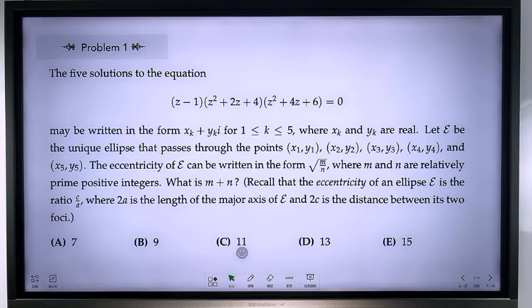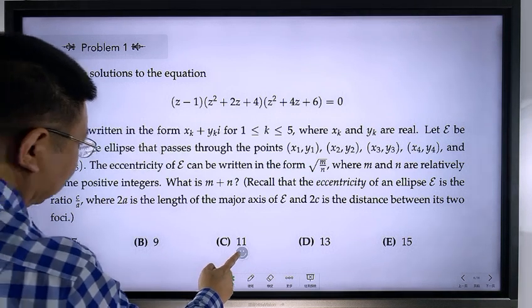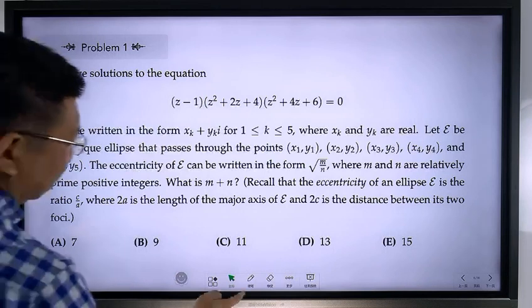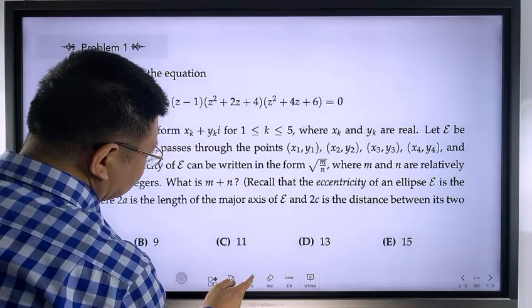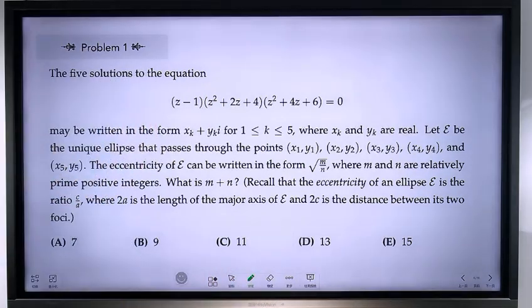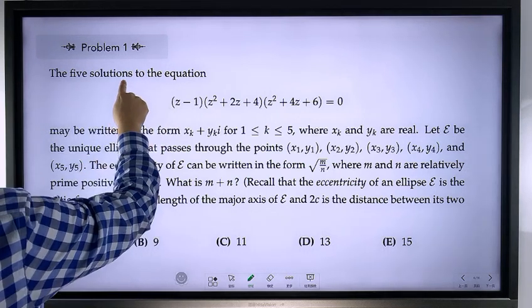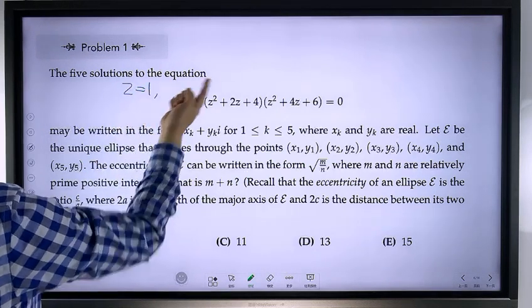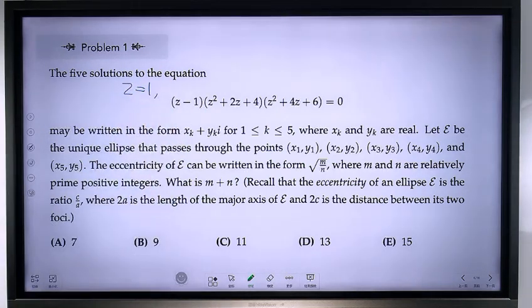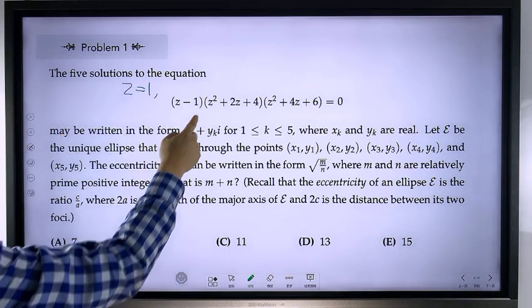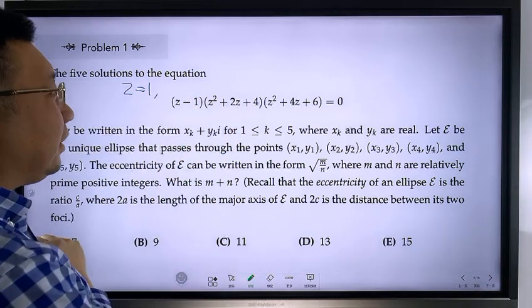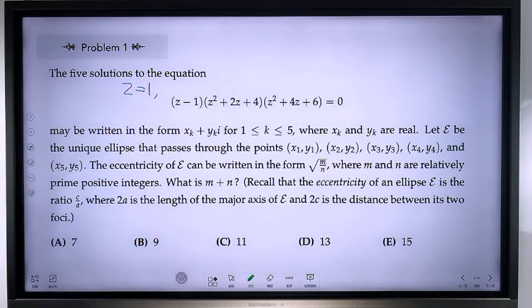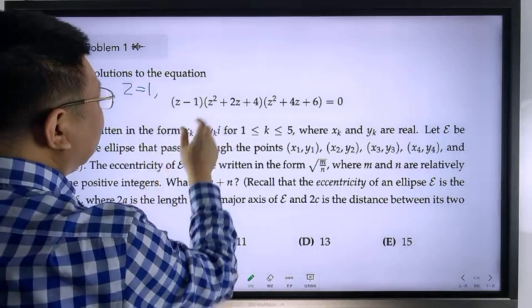So, 5 solutions to the equation. When I see this first sentence, my first response would be to write down all the 5 solutions. And this is j equals 1, or even you may not write it down, but you keep it in mind. So how to solve these equations? Of course, there's a root formula to solve any quadratic equation, but if you do it that way, that may not be the quickest way.